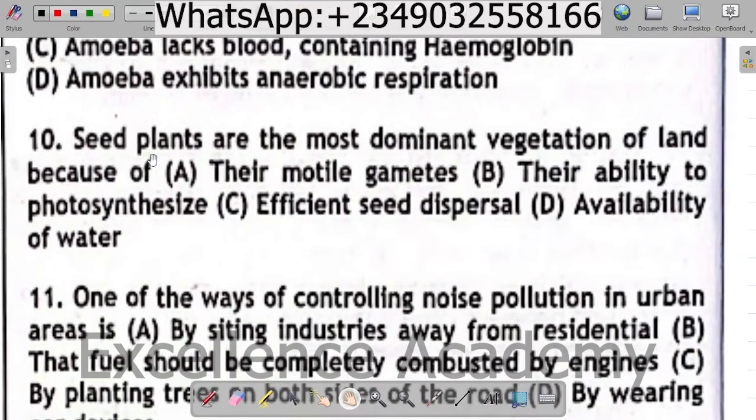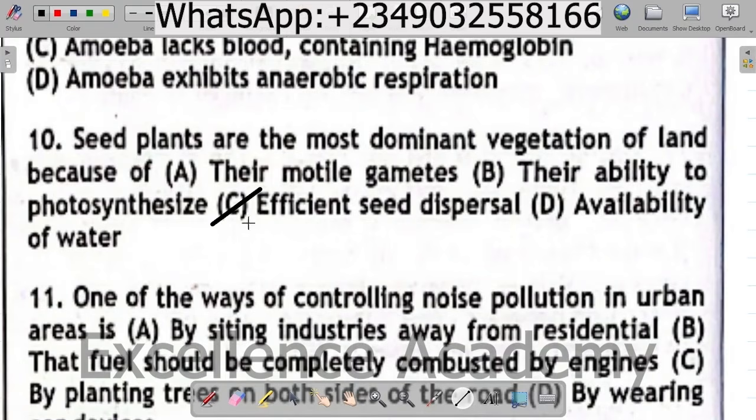Question 10. Seed plants are the most dominant vegetation of land because of: A. Their motile gametes, B. Their ability to photosynthesize, C. Efficient seed dispersal, D. Availability of water. The correct option is C.